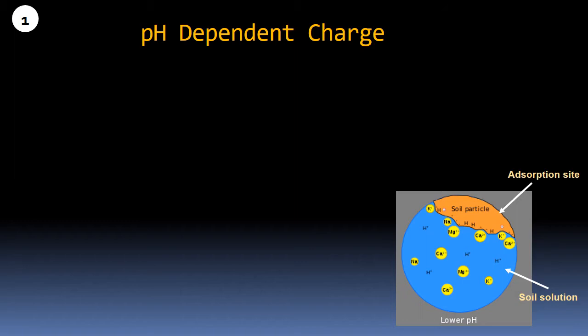In the condition of a pH dependent charge, what is happening there depends on the pH. If the pH increases, you generate negative charges. If the pH decreases, you generate positive charges. So you see that it depends on the pH to create negative or positive charges. And emphasizing that the pH dependent charges most commonly happen in 1-to-1 type clays like kaolinite. It also happens in aluminum and iron oxides, colloids, and also in the organic colloids.